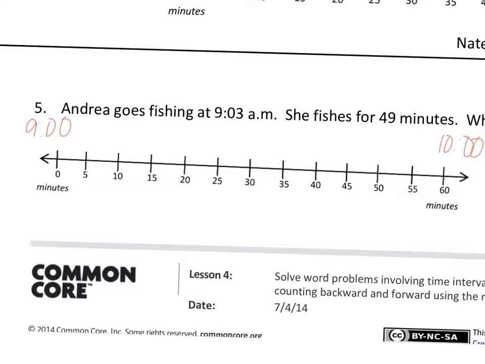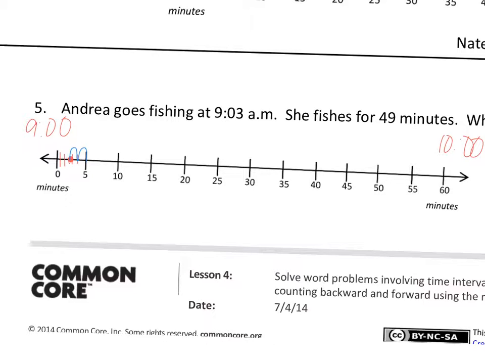So where am I going to find 3 minutes? That's going to come right at the beginning, right in between 0 and 5, right? So 9:03. She fishes for 49 minutes. So I need to make 49 minutes in jumps. 1, 2. That means I need 47 more minutes.